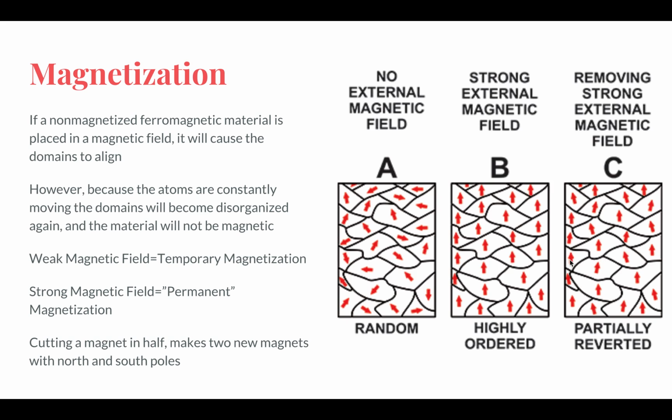On this new magnet down here, all of the arrows are still pointing up, and the bottoms are down here. So your north pole will be here, and your south pole will be here. So if you cut a magnet in half, it makes two new magnets with north and south poles.